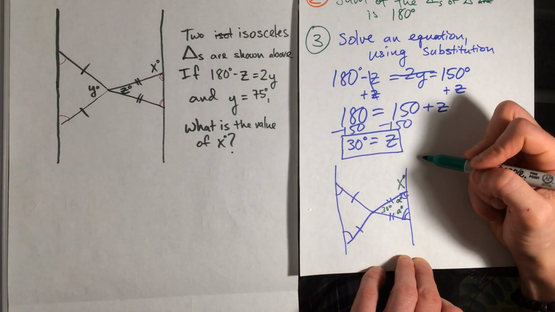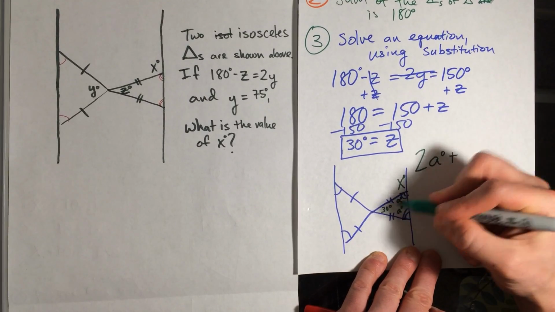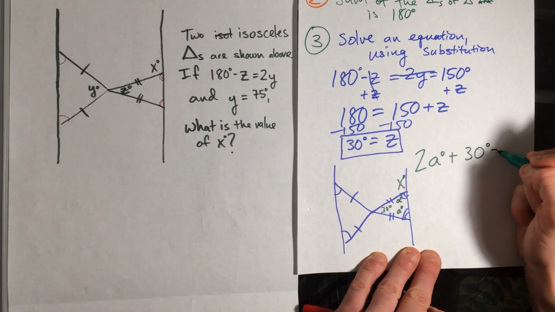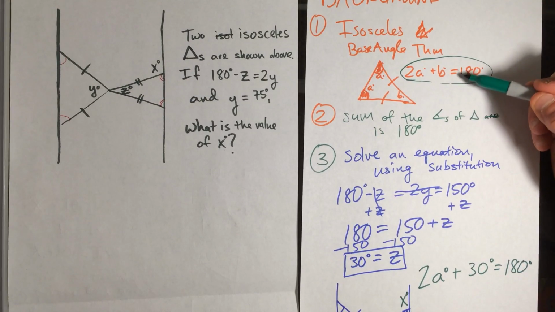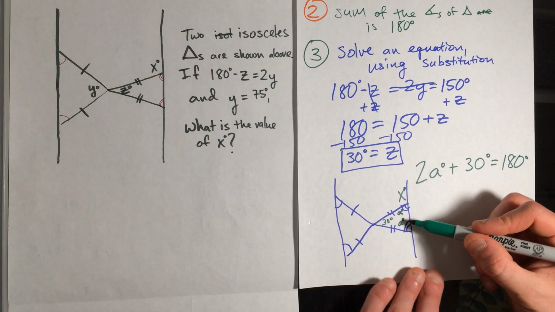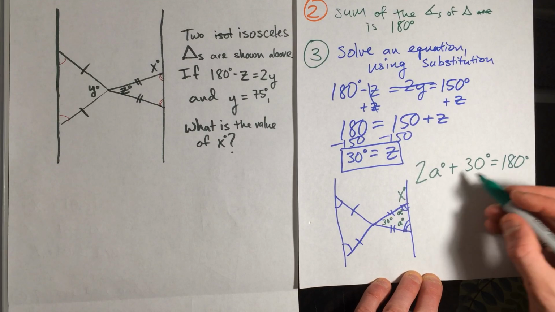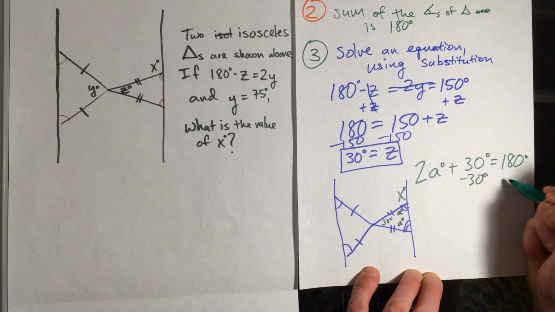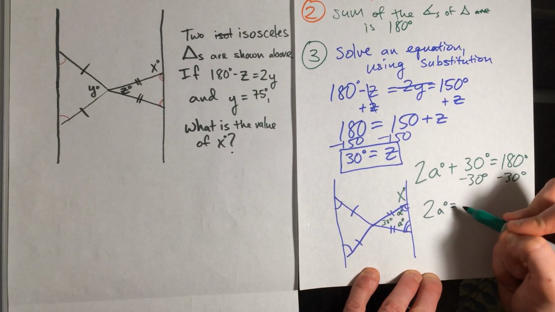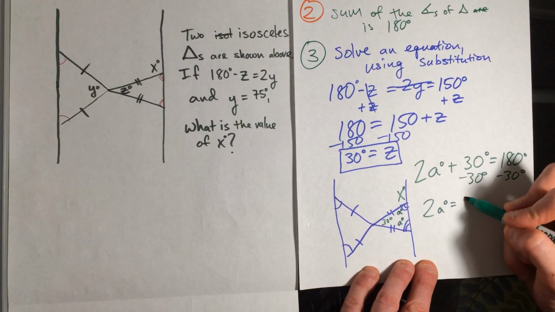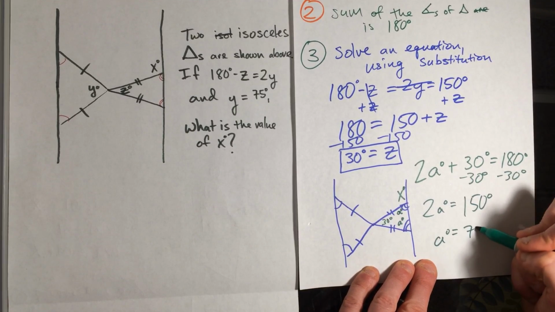So let's write an equation again. We know that 2 times A plus 30 degrees equals 180 degrees. And you see we're using that background knowledge we had from base angle theorem to set up this new equation. And so we can solve for A if we subtract 30 degrees from both sides. So it is that 2A equals 150 degrees, and we see that A is going to be 75 degrees.